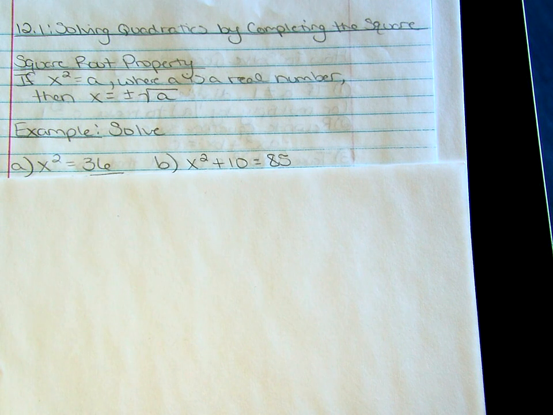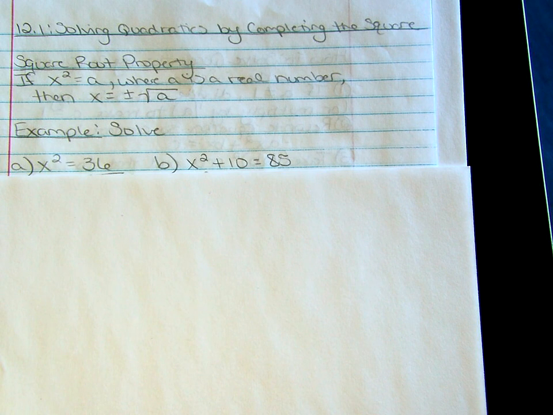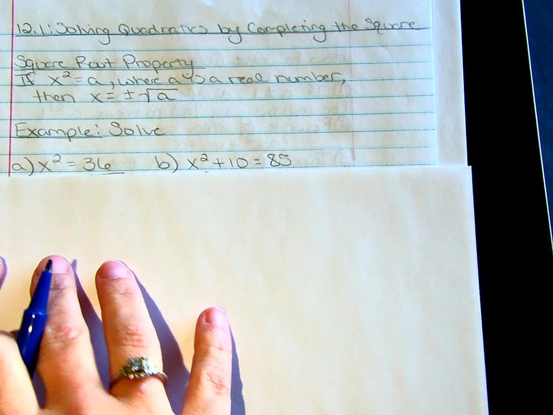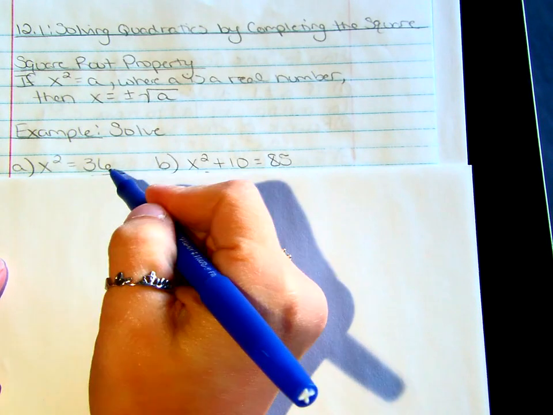What I mean by that is 1 times 1 is 1, 2 times 2 is 4, 3 times 3 is 9, so on and so forth. It will speed up your process. So if you want something to practice over the summer, that's something I would practice. But here we have x squared equals 36.